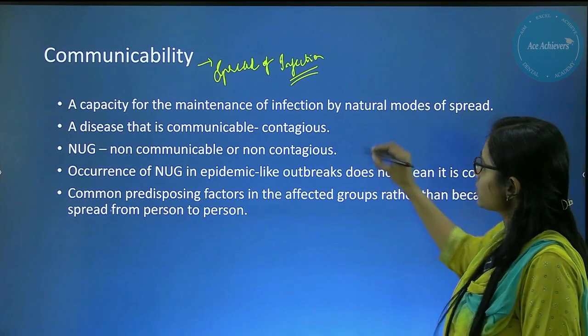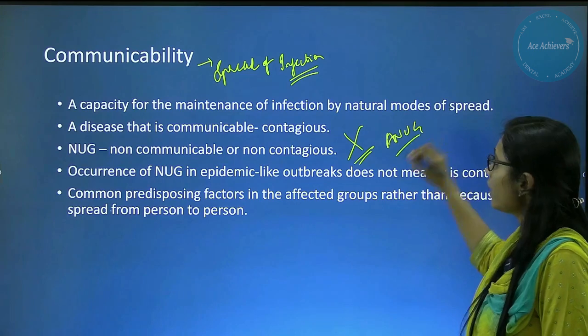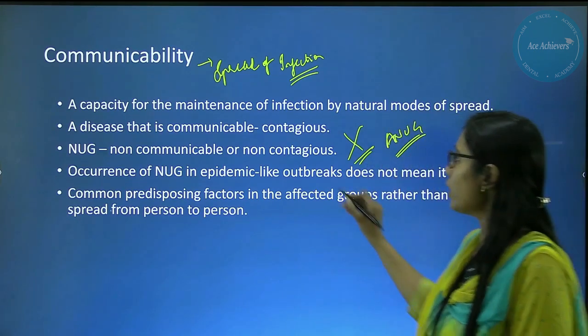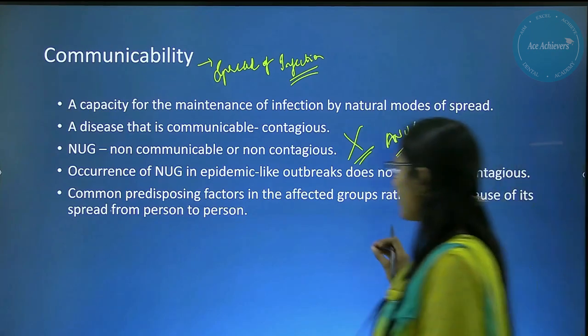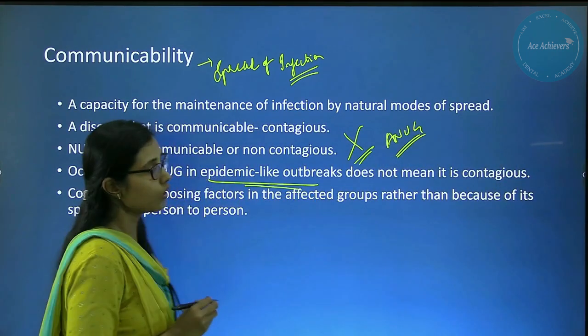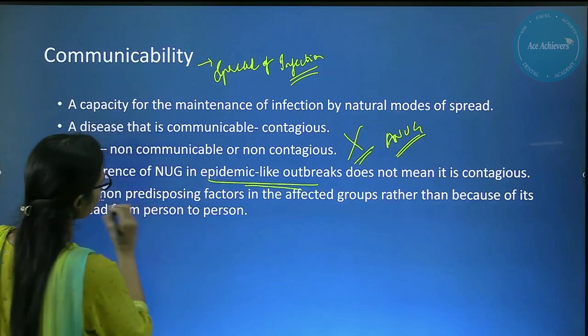So if we ask, ANUG is going to be non-communicable, unlike the other viral infections. This is not communicable or contagious. Both are similar: not communicable, not contagious. It just occurs in epidemic-like outbreaks. It is not going to be contagious, but it just occurs in people with common predisposing factors.